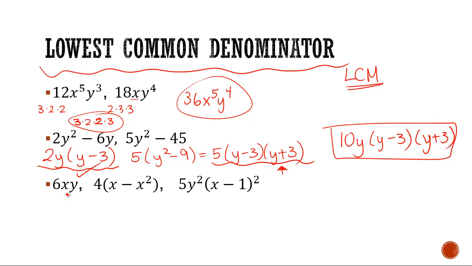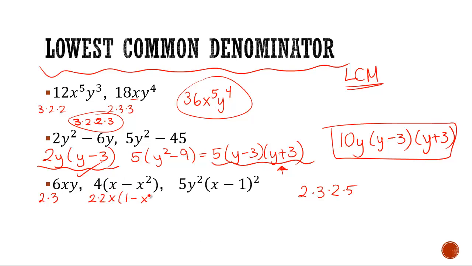And for this last one, the lowest common multiple of 6, 4, and 5, this will be 2 times 3, 2 times 2, and 5. So we need to have a 2 times a 3, and then times a 2, and then times a 5. We also need an x and a y. But before we do the x's and y's, we need to factor these.